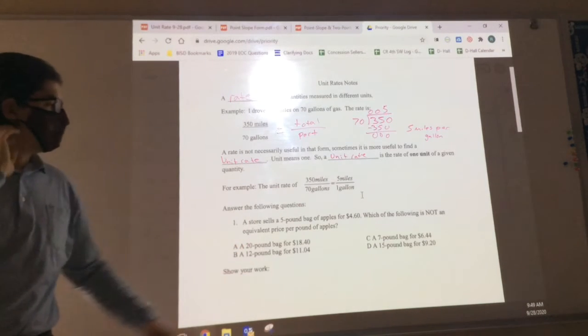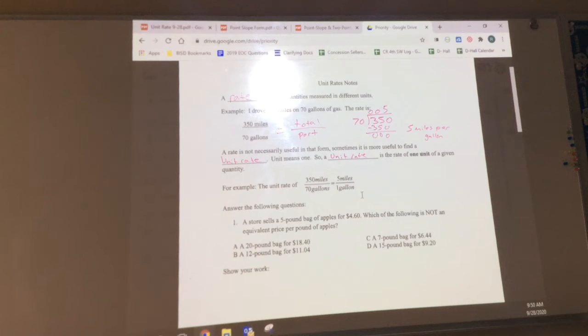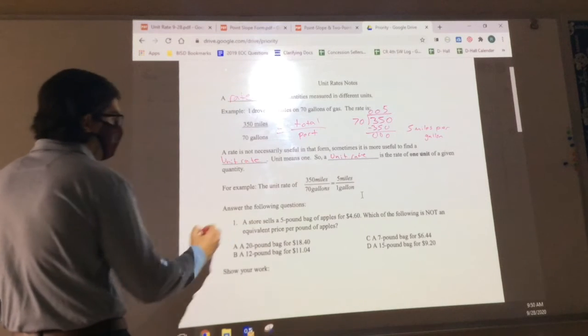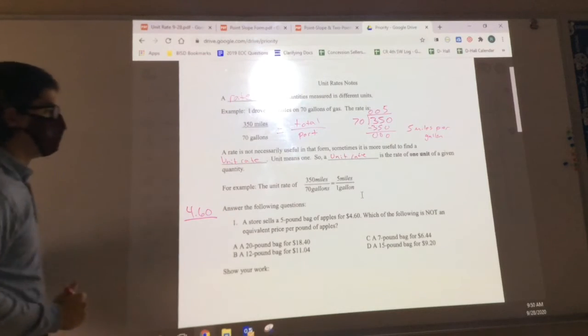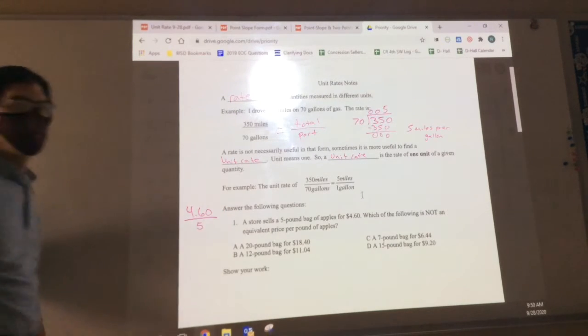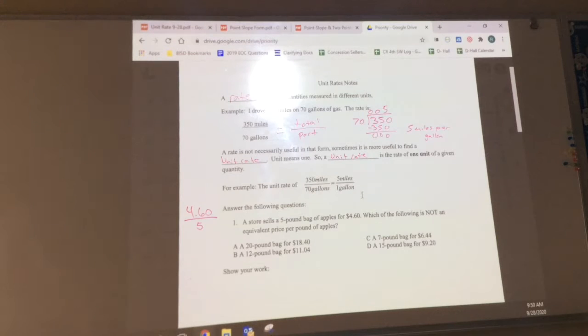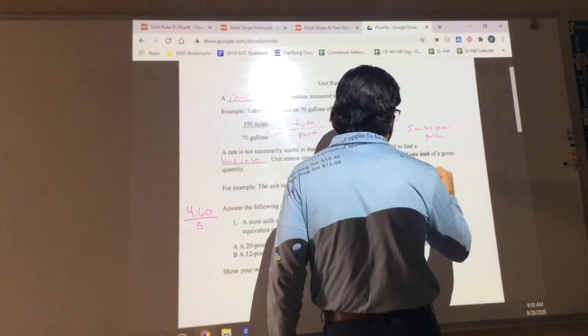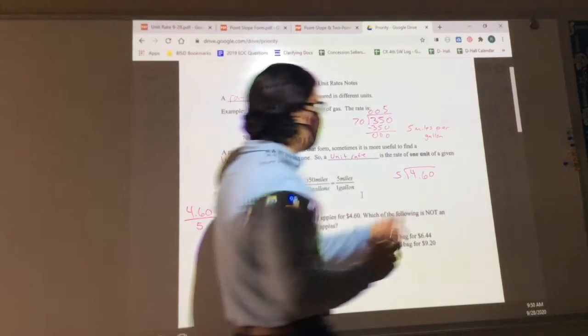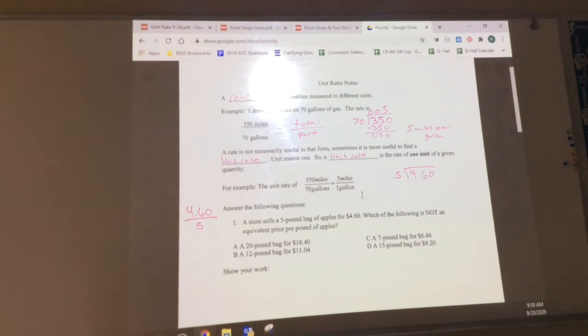So answer the following question. A store sells a 5-pound bag of apples for $4.60. Which of the following is not an equivalent price per pound of apples? Well, I'm going to write this out for you guys real quick. So we're going to have $4.60, and we're going to divide that by 5. Is everybody okay with that? Does everybody understand why I'm putting that in that form right there? Because I'm going to come over here and do 4.6 divided by 5. Is it okay to have a decimal in the dividend?